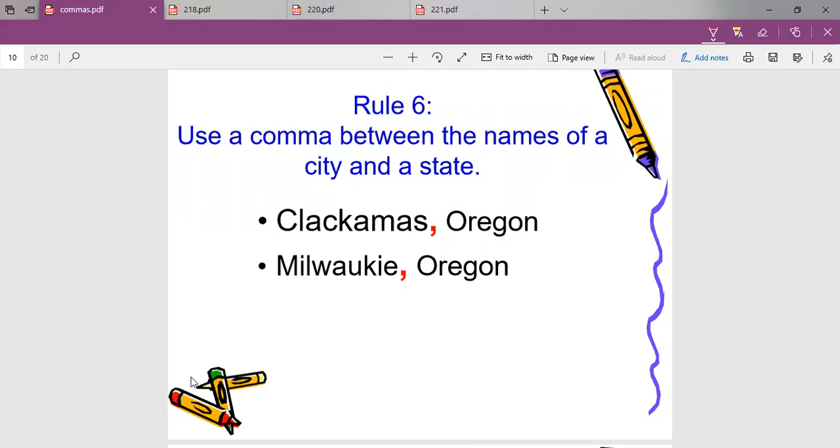Can someone give me another example? A city and a country? Yes, Lane, please. Jordan and Syria. No, those are two separate countries. I have to talk about the country and the city. So you can say Amman, comma, Jordan. So the same country and the same city, I will put a comma in between.